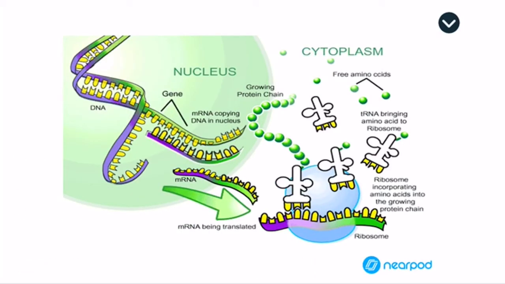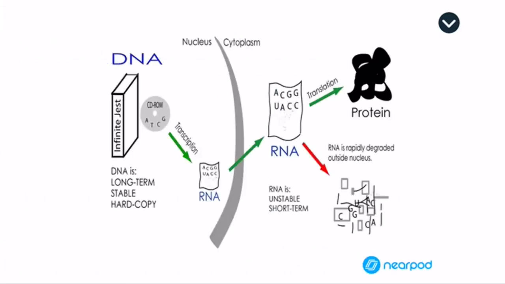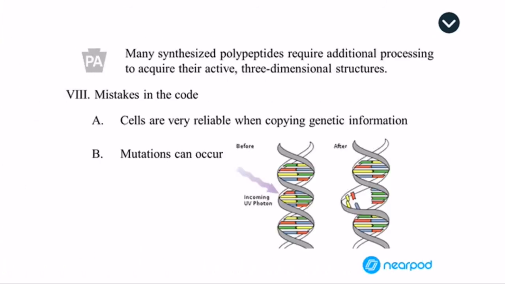So there's a picture showing that the DNA is in the nucleus, transcription happens in the nucleus, the messenger RNA leaves and goes out to the cytoplasm where we find ribosomes, and at the ribosome we build proteins. Keystone statement there. Sometimes we need additional processing. Sometimes mistakes happen. Cells are very reliable in DNA replication, but mutations can occur.